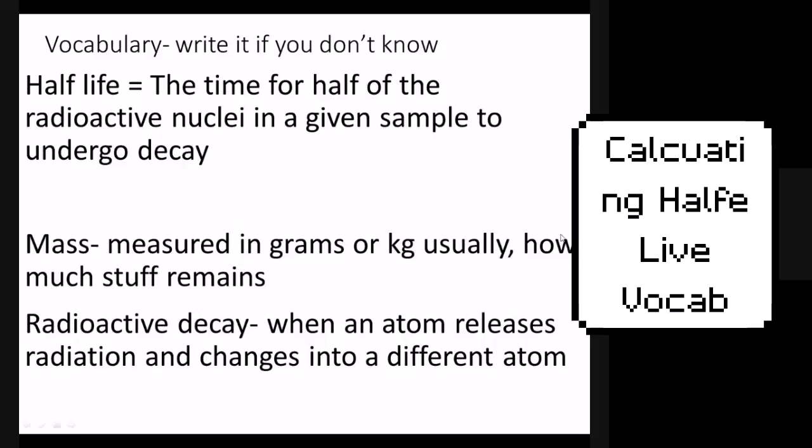And finally, radioactive decay: when an atom releases radiation and changes into a different atom. So that would be the parent changing into the daughter. So it could be carbon-14 changing into nitrogen, or it could be uranium eventually decaying to lead. I don't know, it depends on the atom.